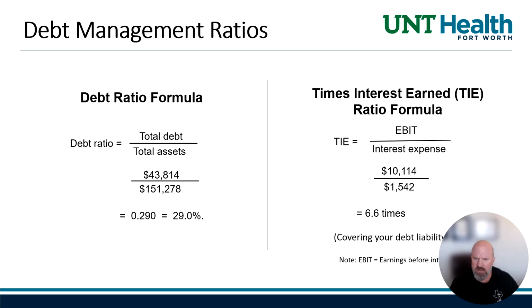On your TIE, or your times interest earned, it's your EBIT, earnings before interest and taxes, divided by your interest expense, which is 6.6. Basically, this is us making sure that we cover our debt liabilities, and that we have enough revenues and enough cash to cover all of our debts.